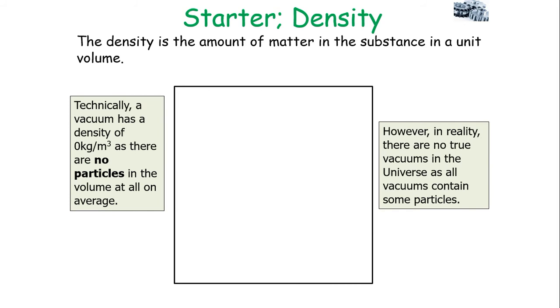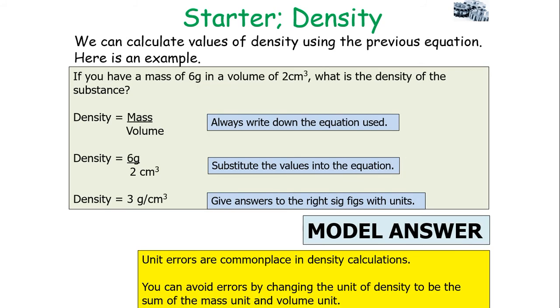Now, because density is the amount of matter in a substance in a unit volume, and matter comes from particles, technically a vacuum has a density of 0, as there are no particles in the volume at all on average. So here's an example question where you're asked to calculate density. If the question says you have a mass of 6 grams in a volume of 2 centimeters cubed, what is the density of the substance?